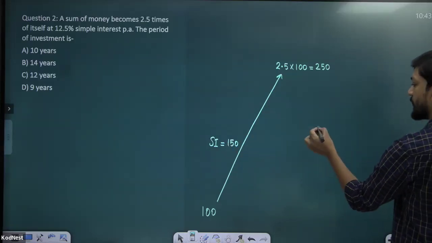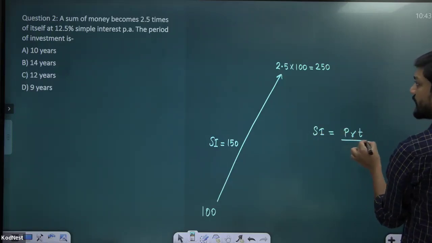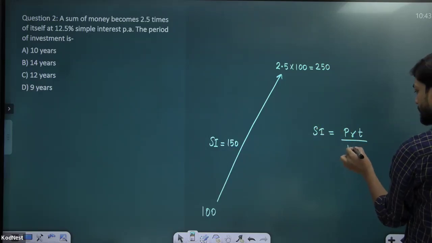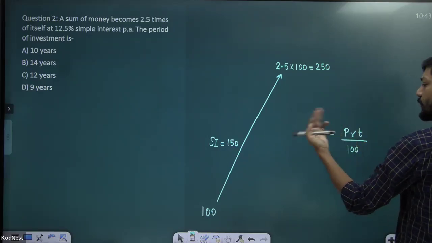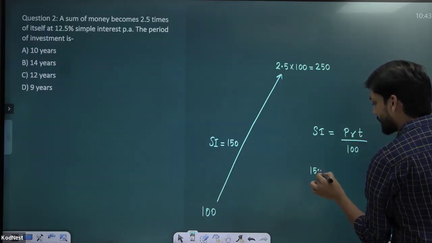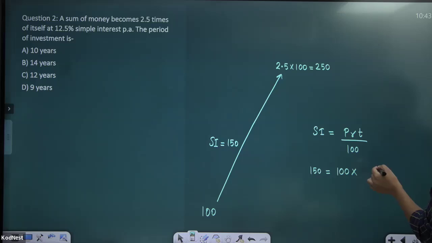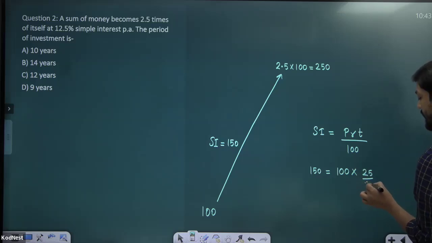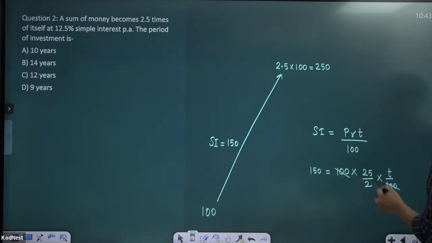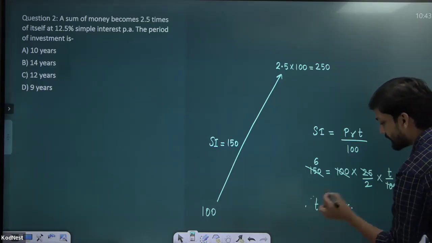Now I can apply the formula. Simple interest equal to PRT. My dear, when they are asking about time, apply the formula. If they ask interest, you can calculate directly also. Rate of interest, I'm saying. So simple interest 150, principal is 100. Rate of interest is 25 by 2. Time is unknown, divided by 100. 100 cancel. 25 into 6 and 6 into 2, 12. So 12 years you will get. Okay.